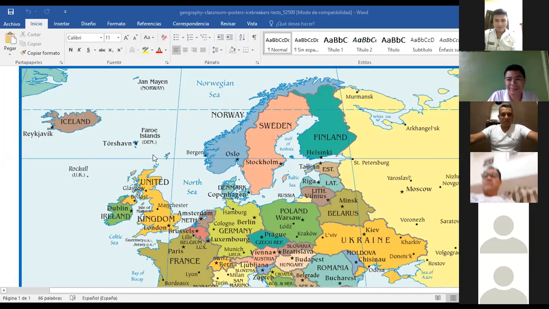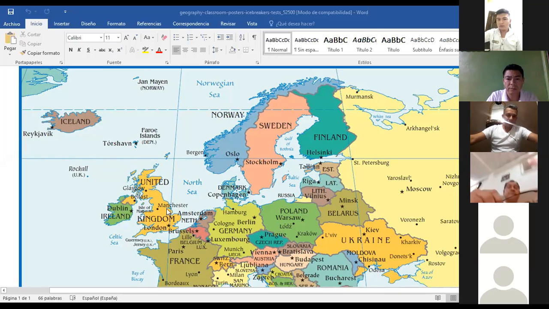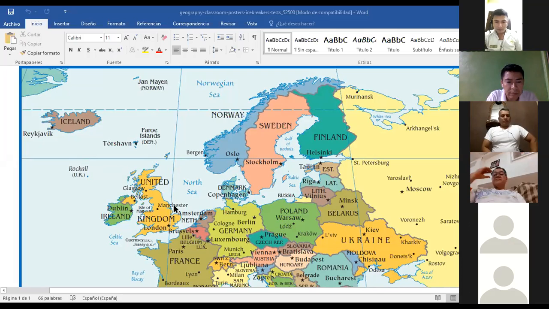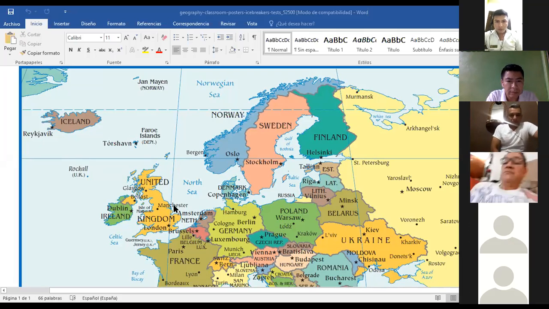All right, so this is the map where you can practice, okay? And for example, you can use this one. I was born in London. I wasn't born in Manchester. So here you can dream, okay? You can dream.